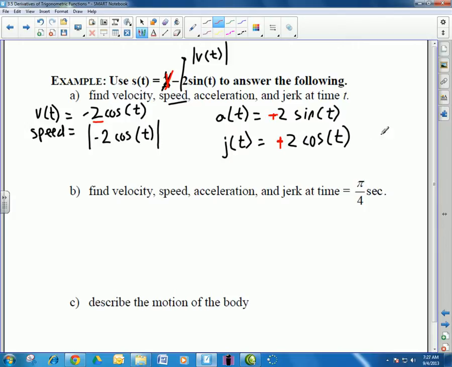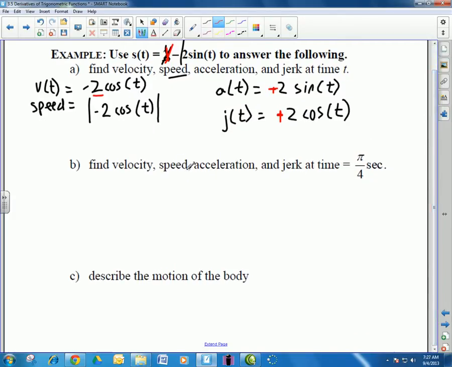All right. Now on the next one, now they want to find the velocity, speed, acceleration, and jerk at time pi over 4. So for example, we'll do this one together. Instead of t, we know the time is at time equals pi over 4. So you would have negative 2 cosine of pi over 4. And if you remember, cosine of pi over 4 is radical 2 over 2.